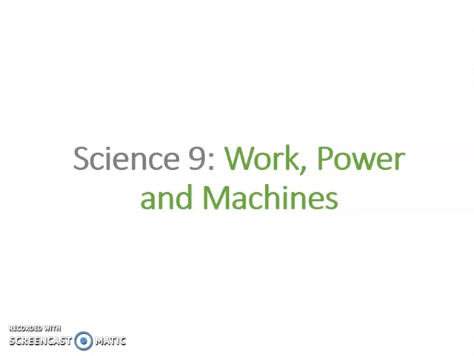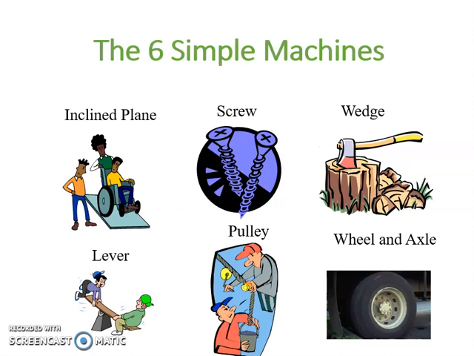Today we are going to talk a little bit more specifically about those simple machines that make work easier. We did a quick recap prior about the 6 simple machines, and we're going to dive into those in just a little bit. So we have the incline plane, screw, wedge, lever, pulley, and wheel and axle.